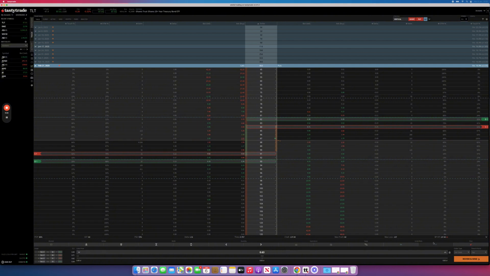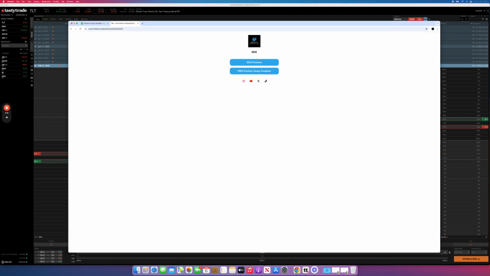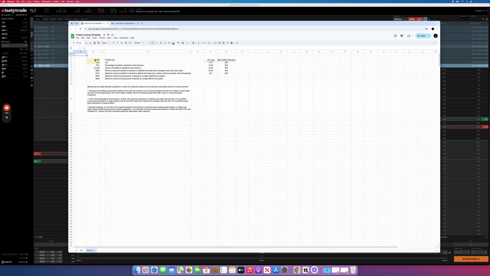Now, how do you know how much buying power you should be allocating to your positions? Well, in order to figure that out, we've got a free position sizing template. The link for this will be in the description, and it will take you to a spreadsheet that looks like this. And the way it works is you enter in the size of your portfolio, and then you enter in whatever the current VIX level is, and everything below will then be automatically calculated for you. It will tell you the maximum amount of buying power that you should be allocating to a single defined risk position, undefined risk position, how much of your portfolio you should be allocating to short premium strategies in general. And as long as you follow this spreadsheet, you will be absolutely fine over the long run.